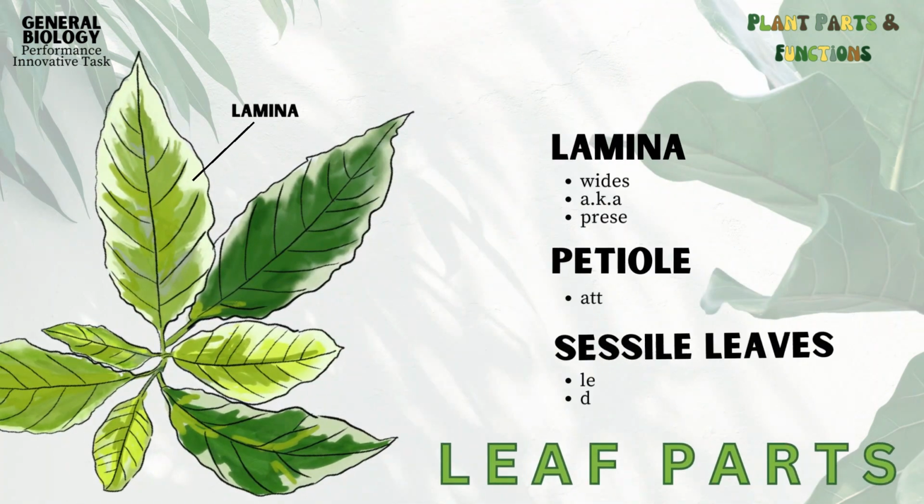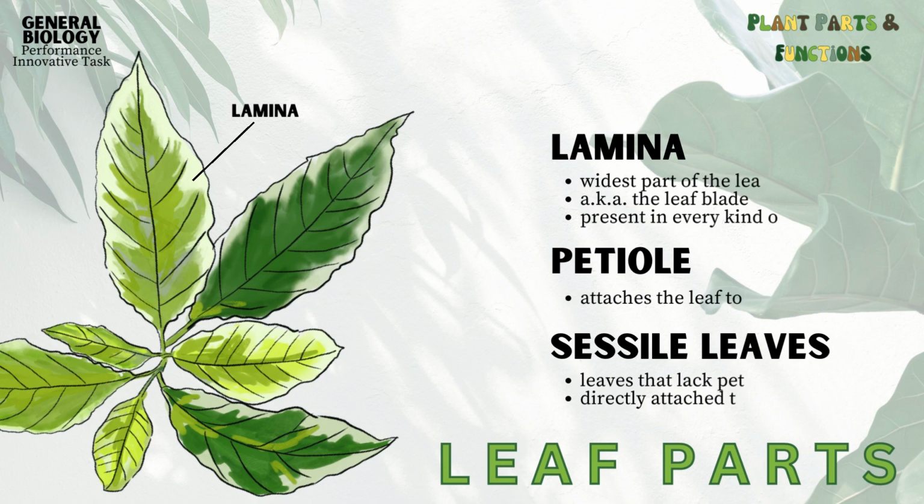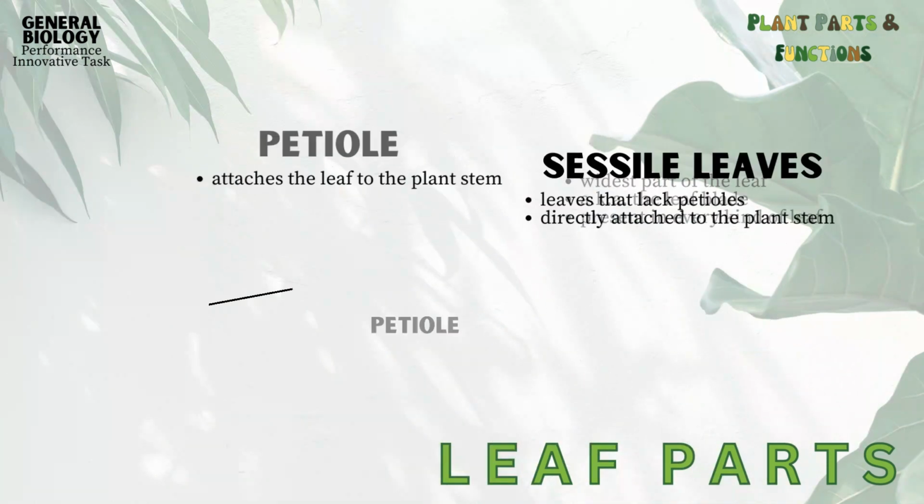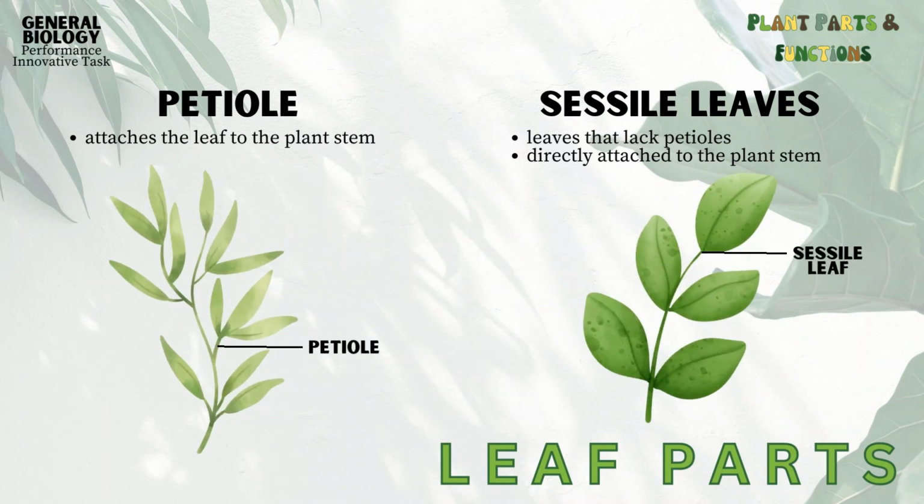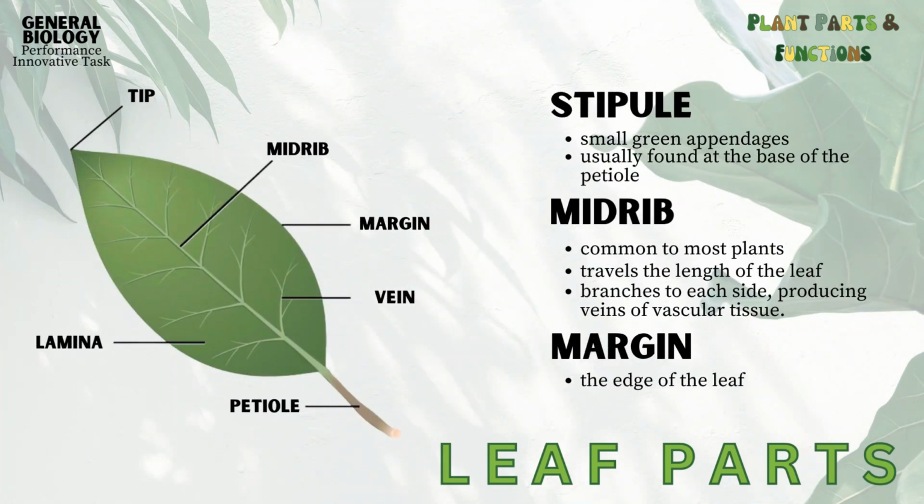Leaf parts. Each leaf typically has a leaf blade called the lamina, which is also the widest part of the leaf. Some leaves are attached to the plant stem by a petiole. Leaves that do not have a petiole and are directly attached to the plant stem are called sessile leaves. Small green appendages usually found at the base of the petiole are known as stipules.